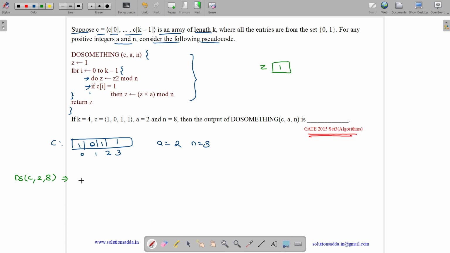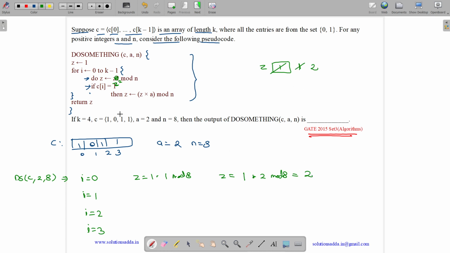Now we have the i loop. So i goes from 0, i equals 1, i equals 2, i equals 3. Then we do z equals z square mod n. So our z is 1, so z equals 1 square mod 8, which is 1 mod 8, which equals 1. So z remains as 1. If C[i] equals 1, if C[0] equals 1, yes, C[0] equals 1, then z equals z into a, which is 2 mod 8, which is 2. So z comes out to be 2.